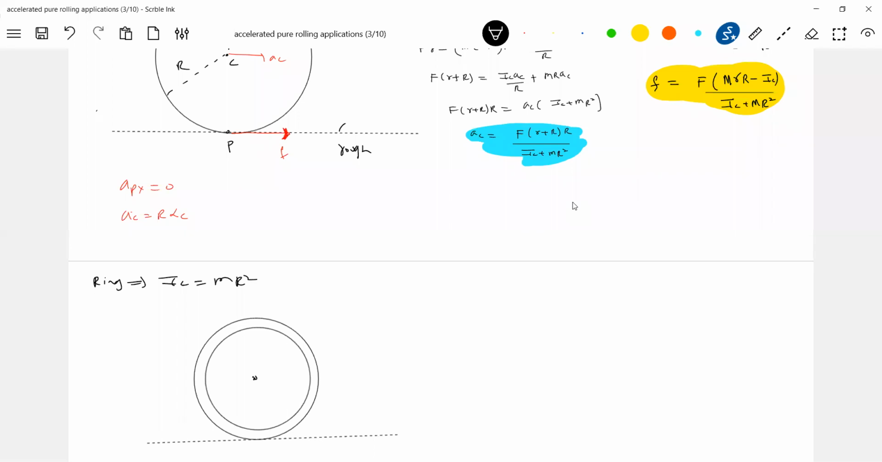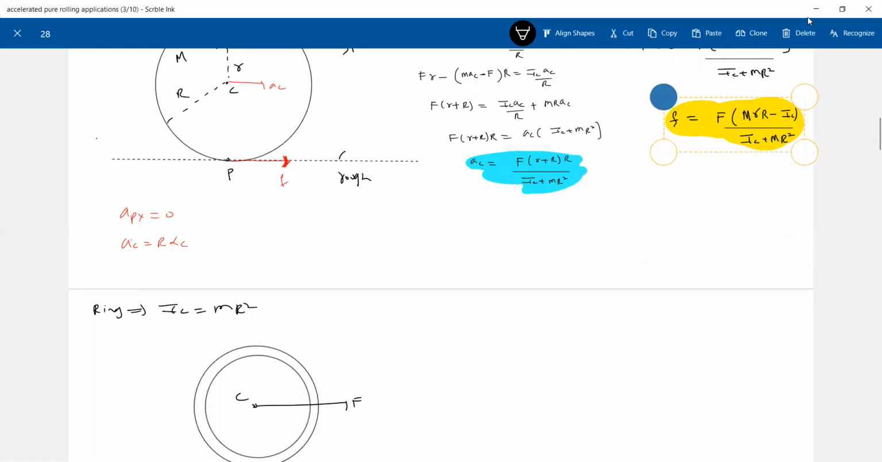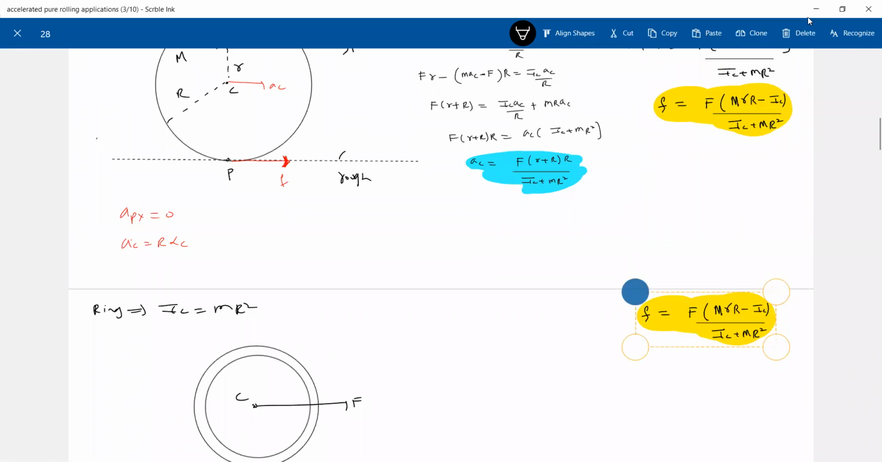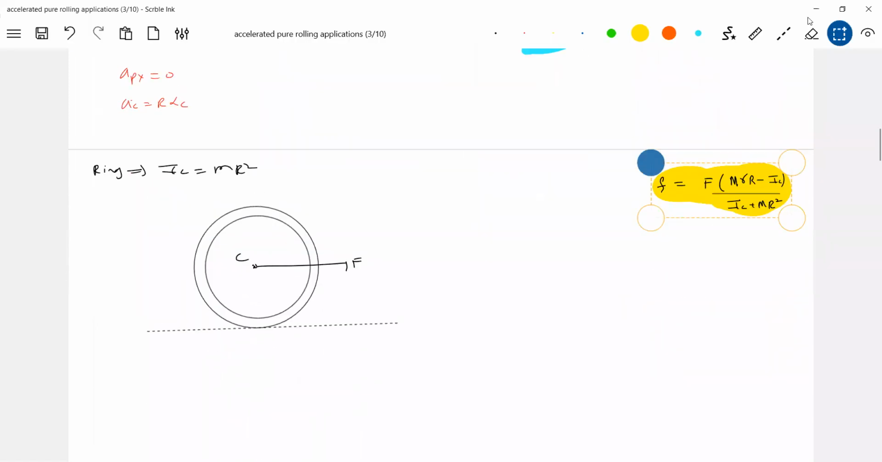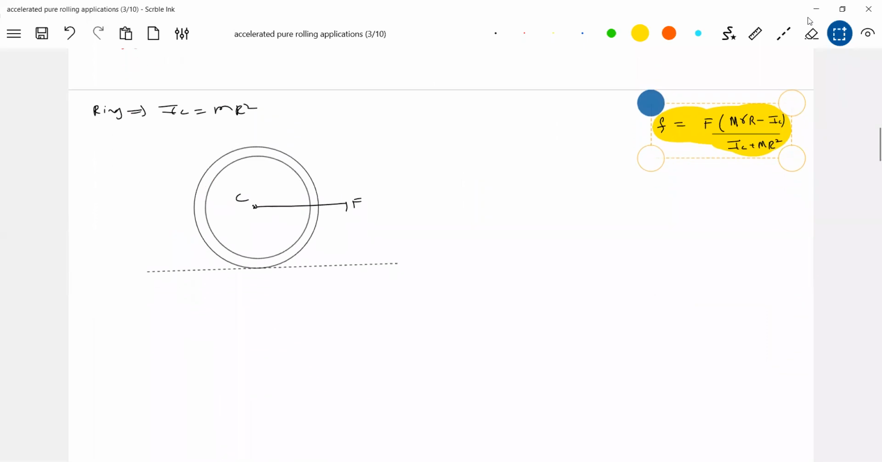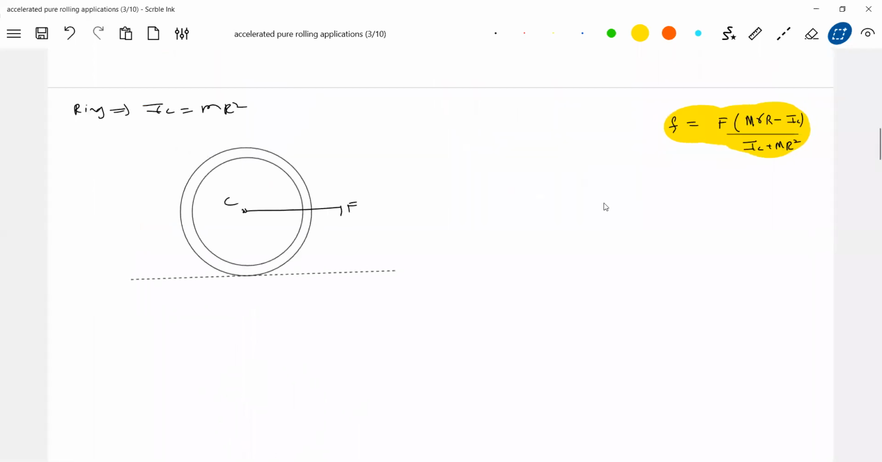I'll apply force for the ring here. How should the friction act? Let me keep this. I'm going to take help of this particular formula only. Regarding acceleration, I'm interested only in the direction of friction. Okay, I'm applying a force F here like this. Now tell me in what direction the friction should act here. I think we have a very good formula here, no?